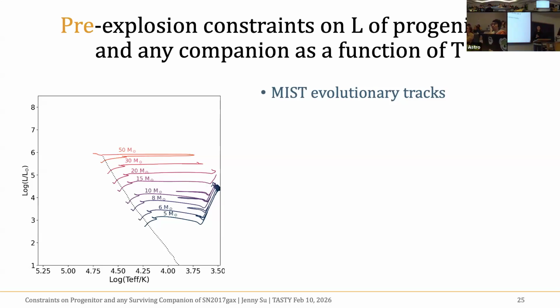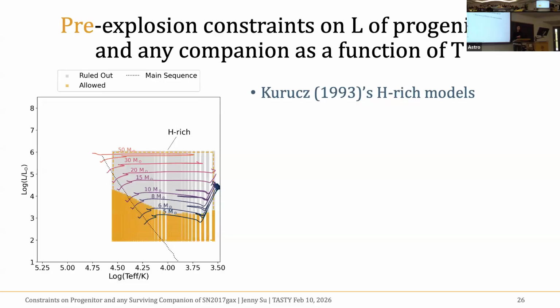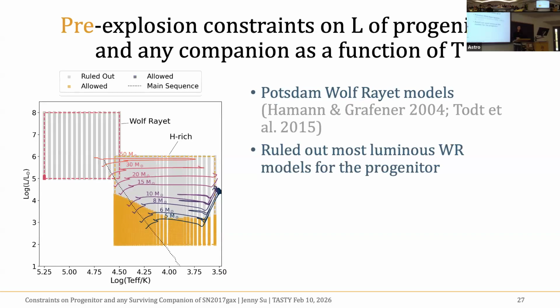Now we also have pre-explosion imaging, and for pre-explosion imaging, it's more tricky because the progenitor star and the companion star are both inside the same image. But we start off with the same HR diagram, and we also do the same thing for the companion because the companion is also in the pre-explosion imaging. But the progenitor star could be a Wolf-Rayet star. So in the high luminosity and high temperature region, we used a Wolf-Rayet star model. You can see that we ruled out most luminous Wolf-Rayet stars in our images. So it's possible the progenitor star is not a Wolf-Rayet star.